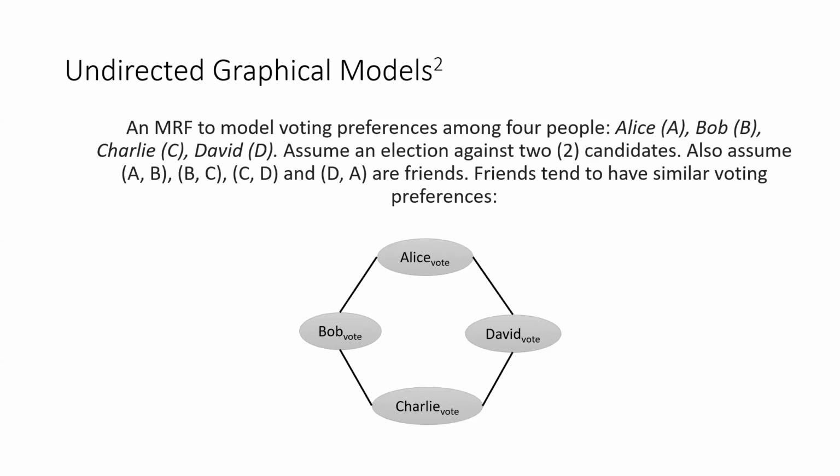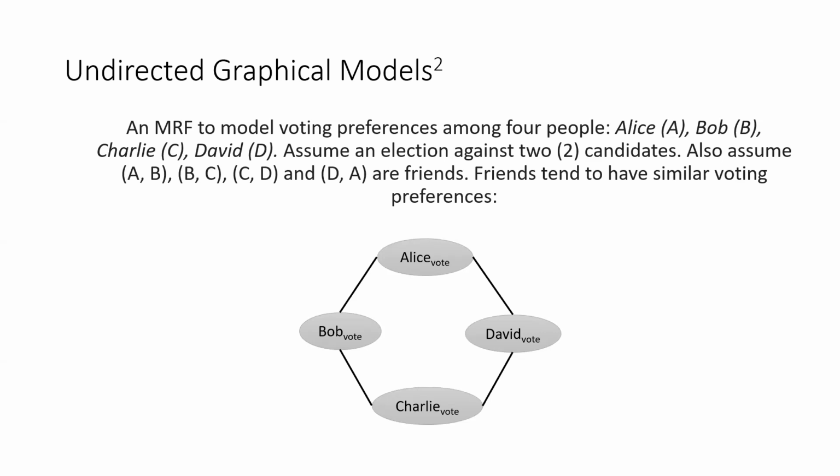vote. Say we have an MRF to model the voting preferences of 4 people: Alice, Bob, Charlie, and David. And we assume that the election is between 2 candidates. So that means that Alice's vote is a variable with 2 values, one for the one candidate, one for the other. And we also know their friends relation.